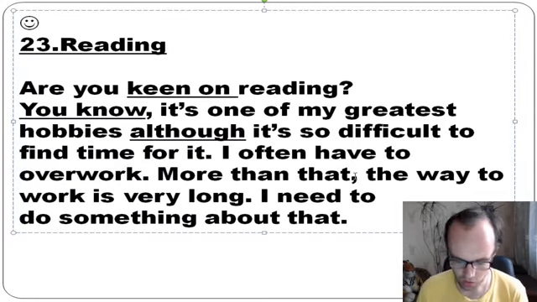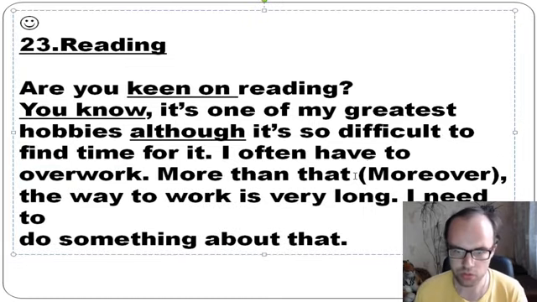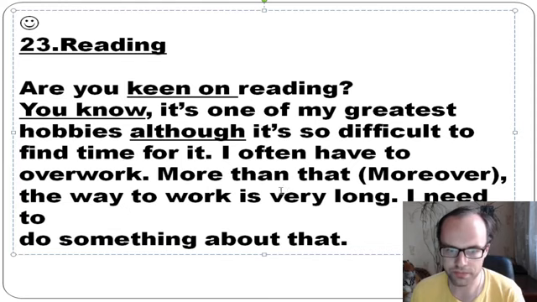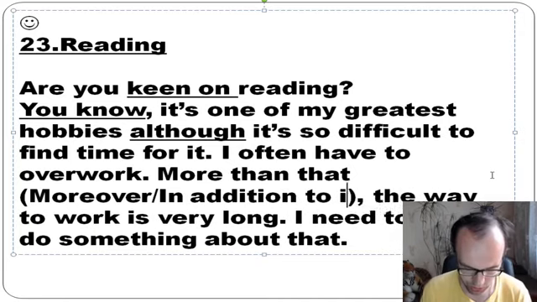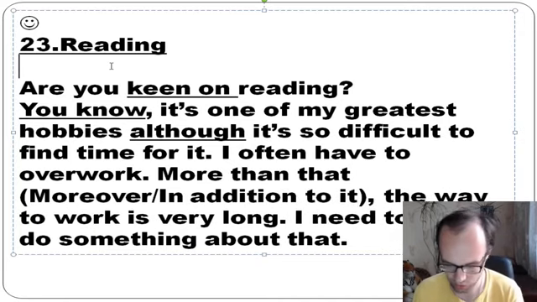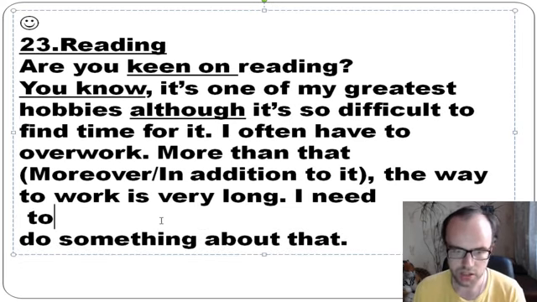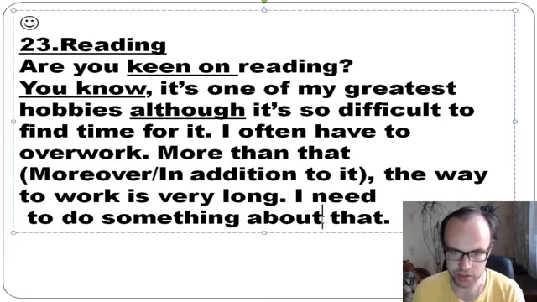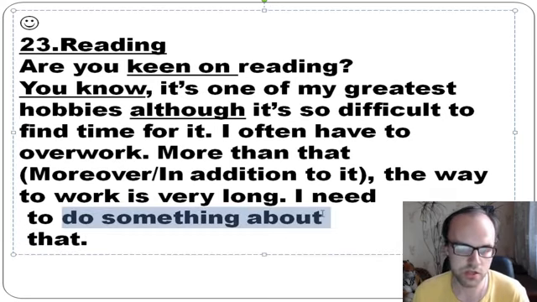More than that, or there is another similar phrase, it means moreover. Moreover, or in addition to it, the way to work is very long. I need to do something about it. I mean that I need to change it. Do about, it's a phrasal verb, so I need to change it.